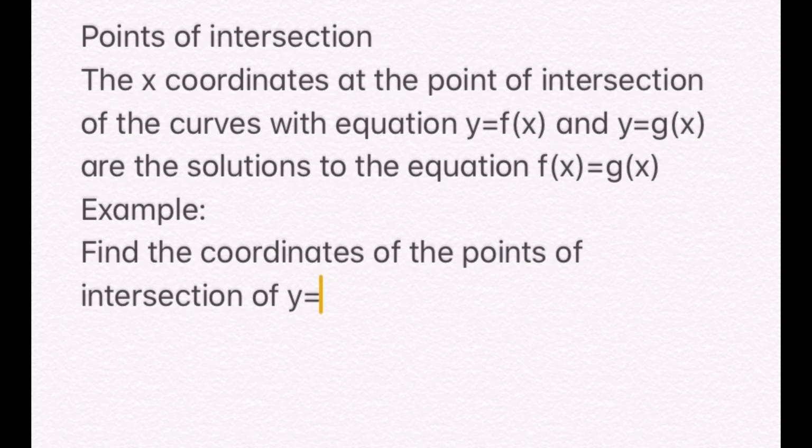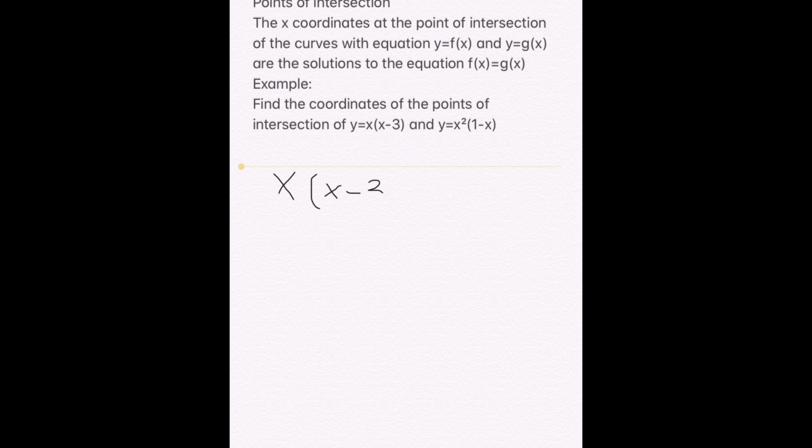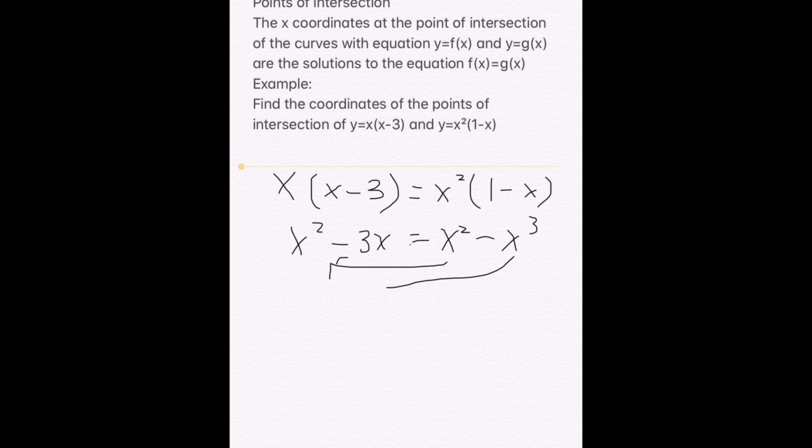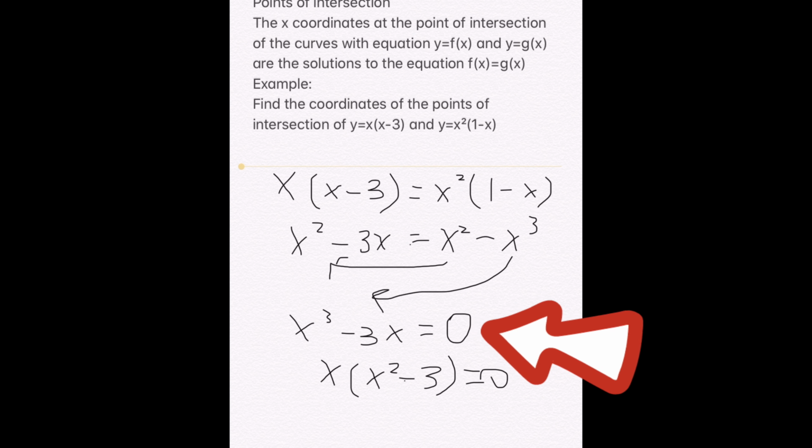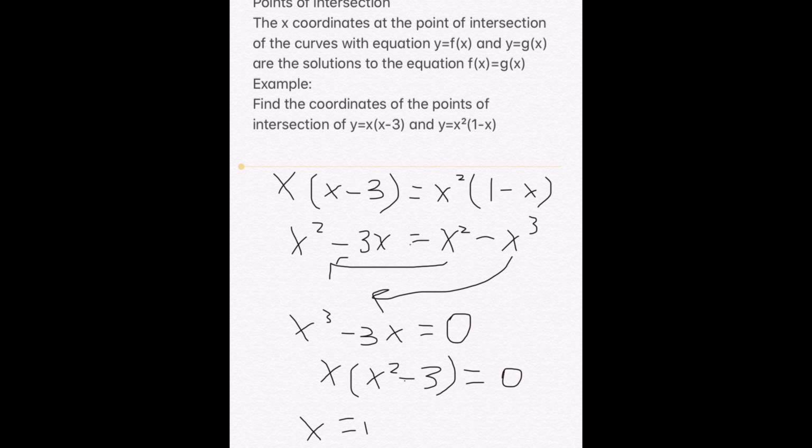We can see that we need to find the points of intersection given these two equations. So what we will do next is to let these two equations be equal. Then we will multiply out the brackets and move x squared and negative x cubed to the left, so we'll leave the right hand side equal to 0. Then we'll be able to take out x.